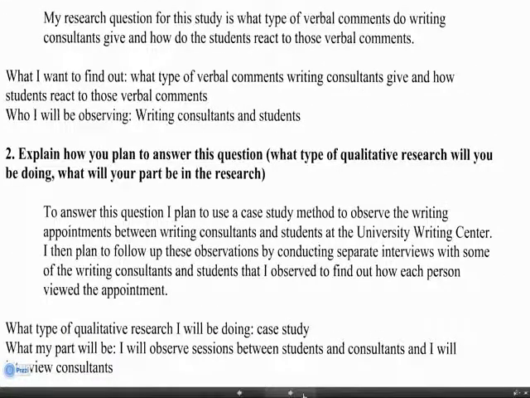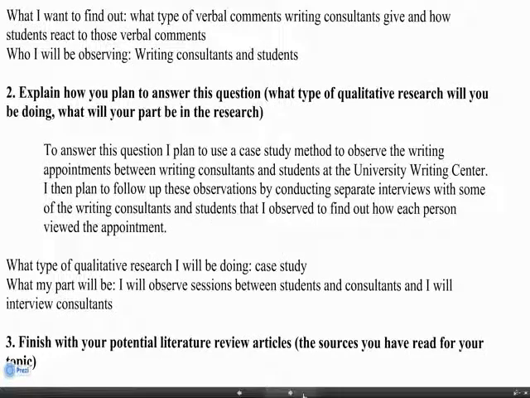So the second step is explain how you plan to answer this question, what type of qualitative research you'll be doing, and what your part in the research will be. So here I wrote that my qualitative research would be a case study, and a basic explanation of a case study is going into that environment you're going to study and watching people in their natural habitat. And my part in the research was I will be observing sessions between students and consultants, and I will be doing interviews with the consultants later on.